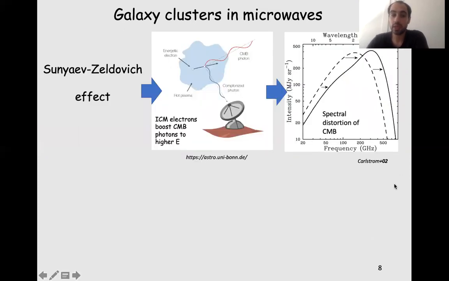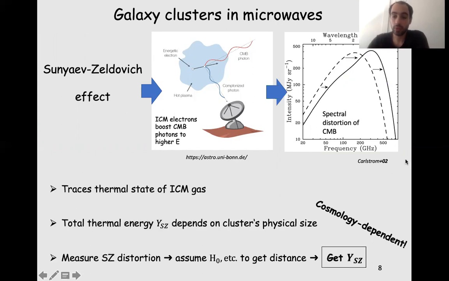In microwaves, galaxy clusters can be detected through the so-called Sunyaev-Zeldovich effect, which is a spectral distortion of the CMB towards the position of galaxy clusters. Now, the amplitude of this spectral distortion traces the thermal state of the intracluster medium gas, of the cluster gas. The total thermal energy, Y_SZ, or in other words, the total integrated Compton parameter, depends on the cluster's physical size. So the bigger the cluster is, the more thermal energy the gas will encompass.